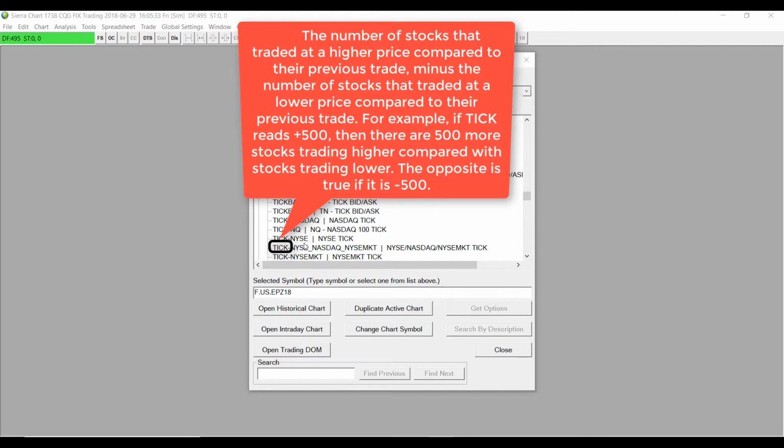That being said, the definition of the tick is the number of stocks that traded at a higher price compared to their previous trade, minus the number of stocks that traded at a lower price compared to their previous trade. So, for example, if a tick reads plus 500, then there are 500 more stocks trading higher compared with stocks trading lower. The opposite is true if it is negative 500.